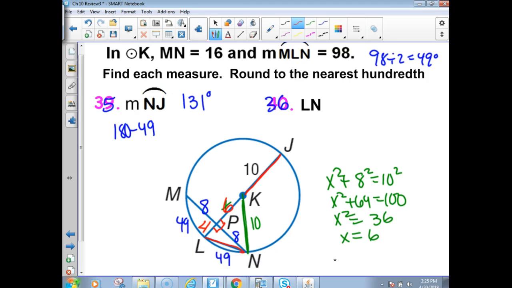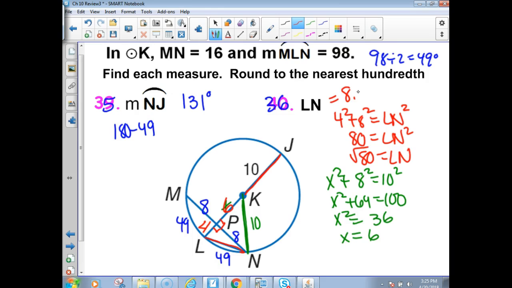And guess what I'd have to do to get LN now? You got a right triangle again right here. The LN would be its hypotenuse. So you can do 4 squared plus 8 squared equals LN squared. 16 plus 64 is 80, and then we would take the square root of 80. That's about 8 point, what's that to the 100th? It's 8.94.